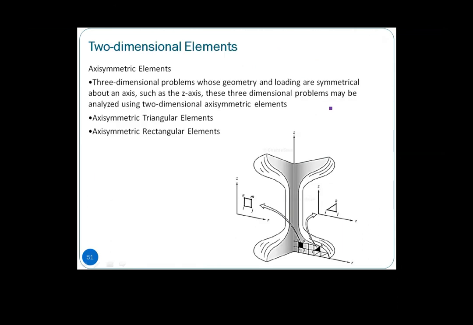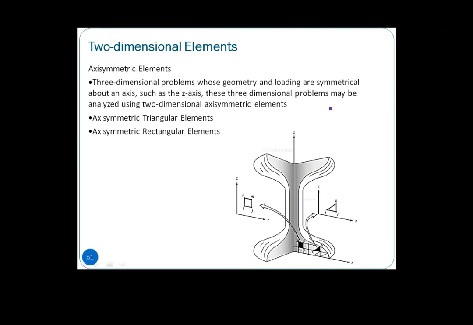Another type that will help us to optimize our simulations is axisymmetric elements. This is when you have a three-dimensional problem that is symmetrical about an axis. For example, a cylinder, right? Then your load is applied along that particular axis. Then I will say that it's symmetrical about an axis.